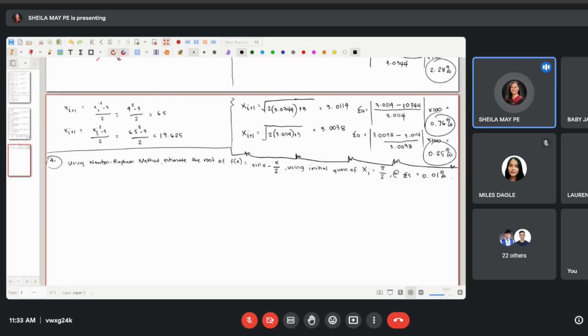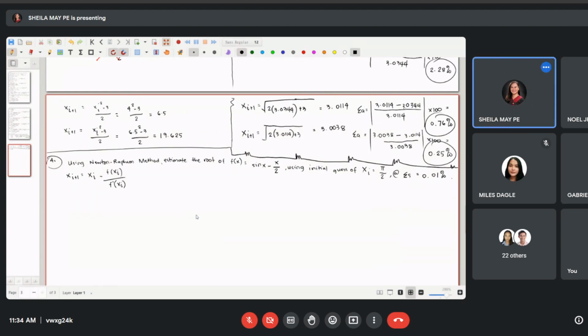That's x sub i plus 1 equals x sub i minus, where, class? F of x sub i over the first derivative of our function at x sub i. Right? That's our formula. Are you still there, class? Yes, ma'am.